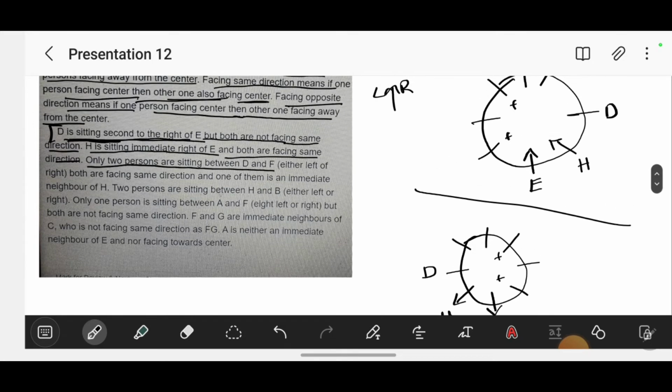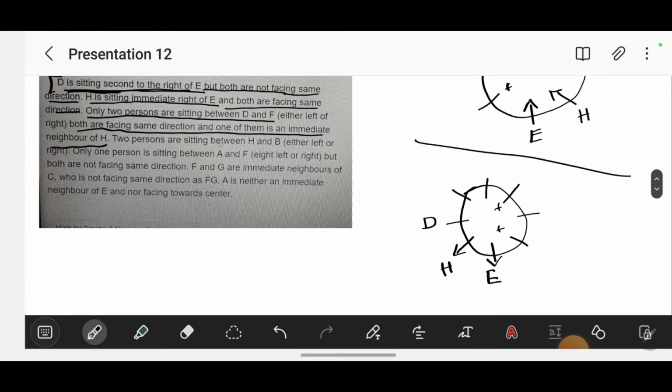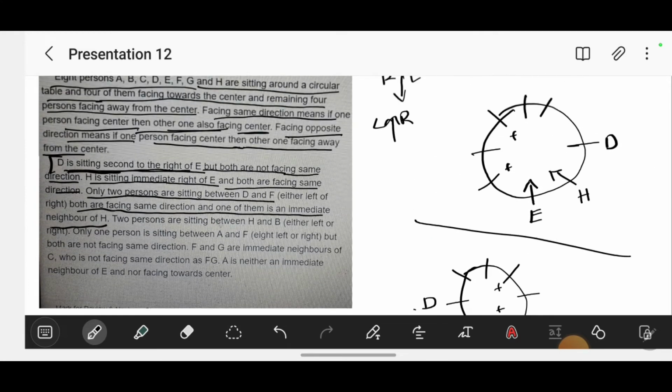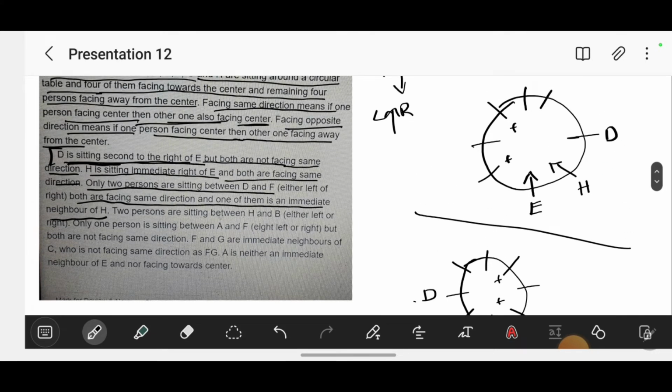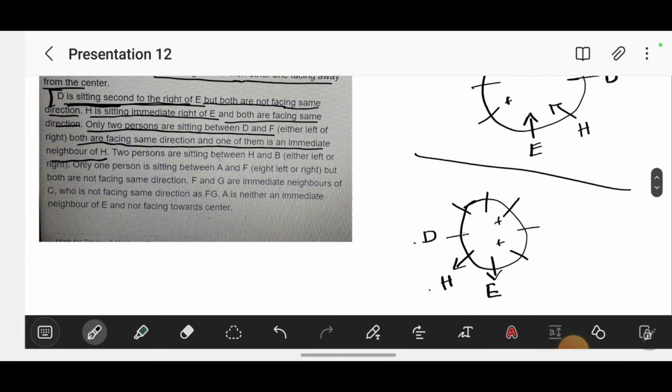Next, both are facing the same direction and one of them is an immediate neighbor of H. Already D is an immediate neighbor of H. In both cases, one of D and F is an immediate neighbor of H, and already D is an immediate neighbor of H. In this case also D is an immediate neighbor of H. And he is also saying that between D and F there are 2 persons and D and F face the same direction. This case should be taken aside. One of them is a neighbor of H and both are facing the same direction.